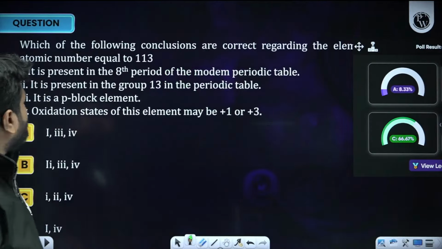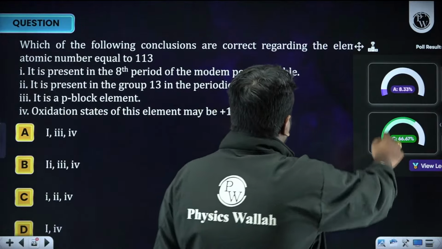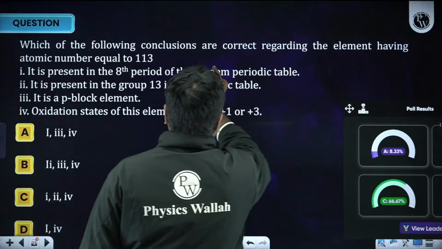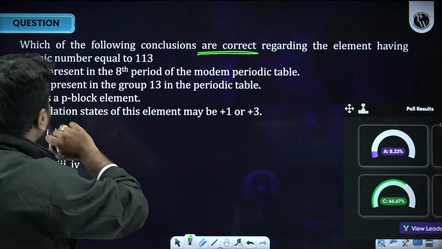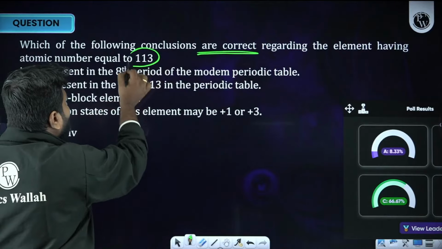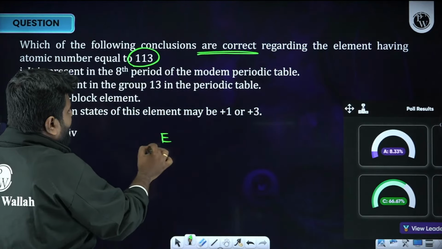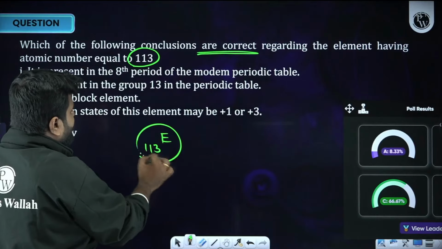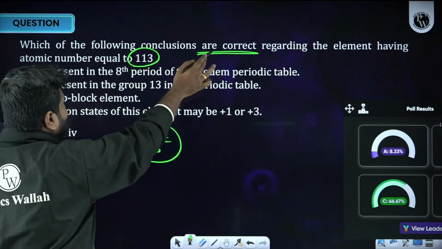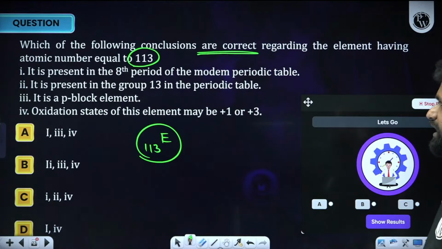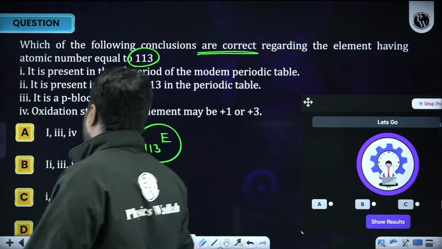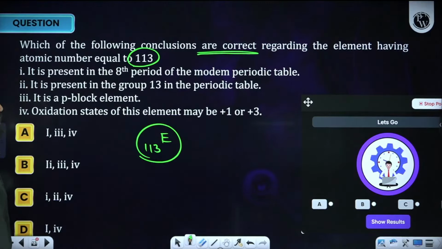Next question. Which of the following conclusions are correct? They are asking regarding the element having atomic number equal to 113. The particular element's atomic number is 113. Which conclusions are correct, they are asking.